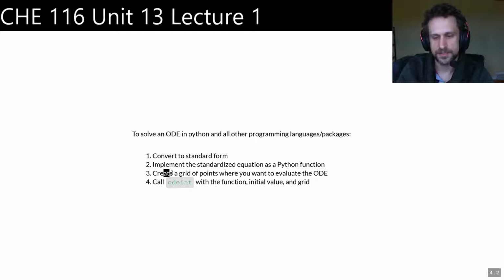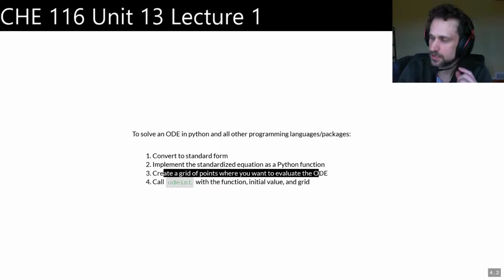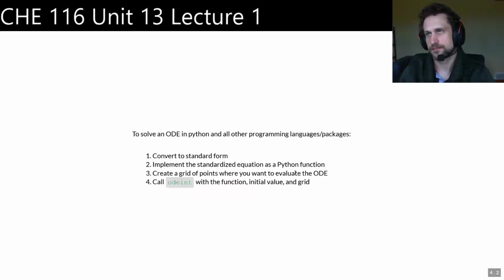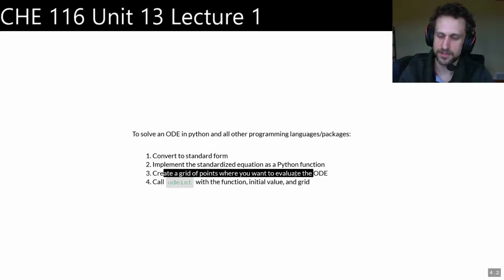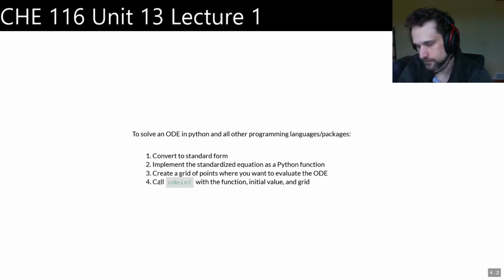Now there's a new step here, which is that we need to create a grid of points where we want to evaluate the ODE. Solving an ODE gives you a function. But when we're doing numerical methods, we usually don't work with functions. We usually work with a grid of points, right? So we have to tell Python where we want it to evaluate the ODE. For example, in the spring mass system, we have to say which time points we want to know the value of the position. And then obviously, we have to call the ODE integrator with our function, the grid we created, and an initial value condition. All right.